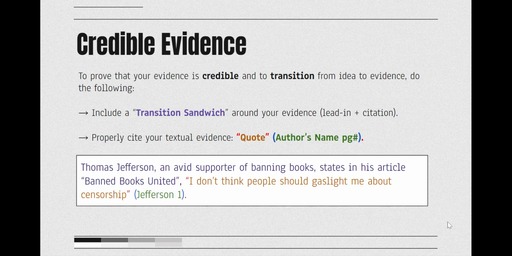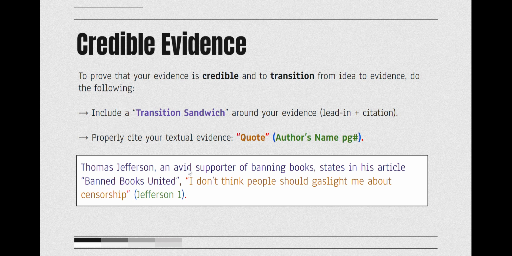Let's take a look at this example. Thomas Jefferson, an avid supporter of banning books, states in his article, Banned Books United, quote, "I don't think people should gaslight me about censorship," end quote. Jefferson 1. This is a great example of how to cite your evidence correctly.